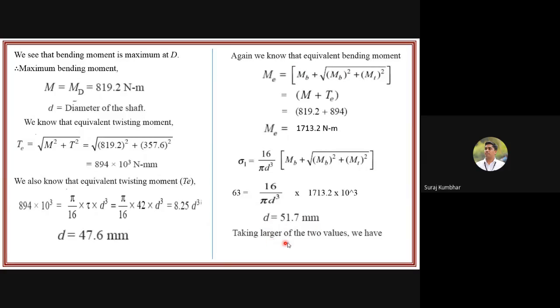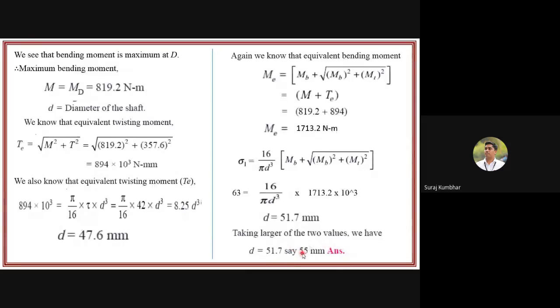Now taking the larger value of the two values, which one is the larger? According to the equivalent twisting moment, we are getting 47.6, and according to the equivalent bending moment, we are getting 51.7 mm. So we need to take the larger value of the two. So we will take 51.7 or say 55 mm. This is the diameter for that particular shaft when the vertical and horizontal load is acting on that shaft.